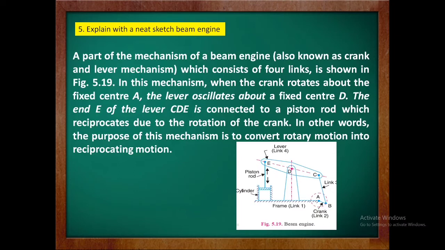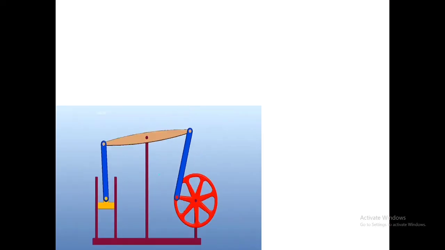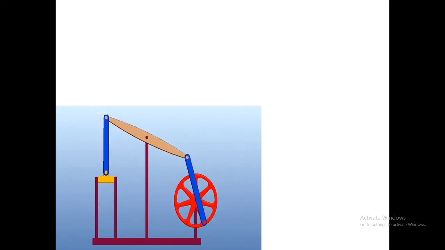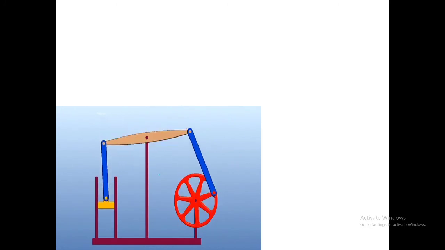The end E of the lever CD is connected to a piston rod which reciprocates due to the rotation of the crank. In other words, the purpose of this one is to convert rotary motion into reciprocating motion and reciprocating motion into rotary motion. So here this is the animation of the beam engine.